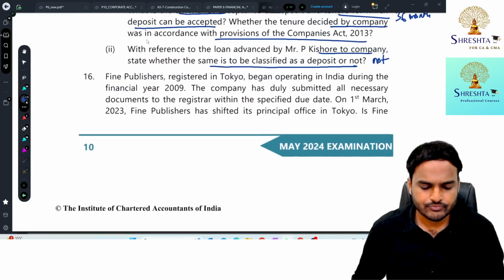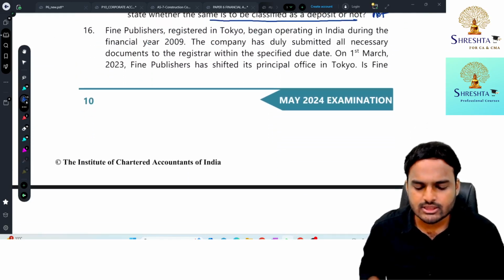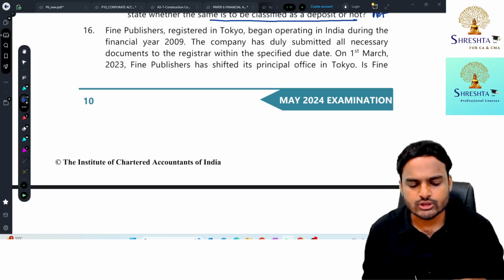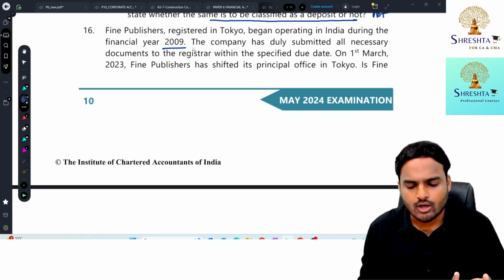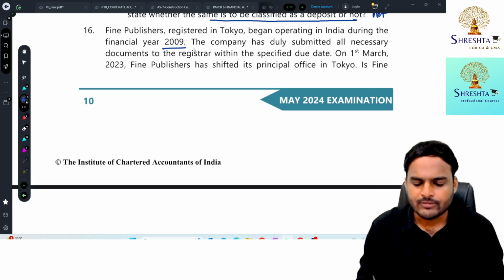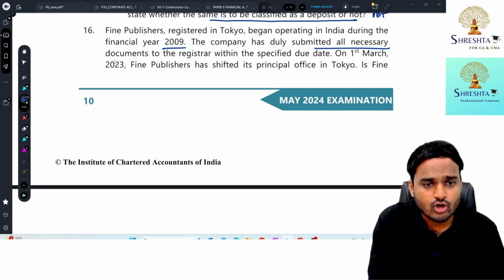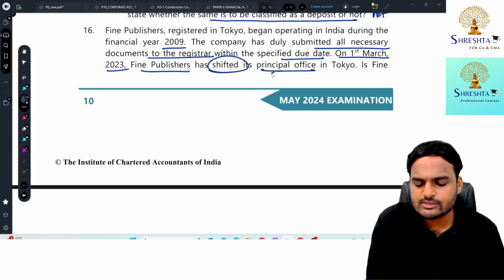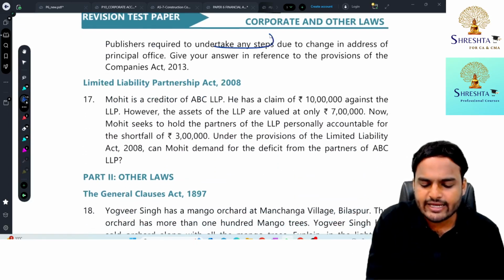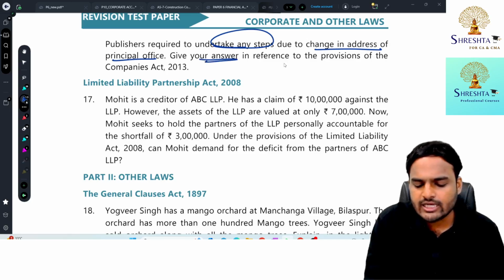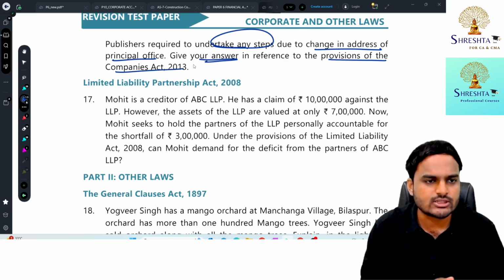Question 16. Fine Publishers, registered in Tokyo, began operating in India during the financial year 2009. A company incorporated outside India, in Tokyo, operating in India, having a place of business in India. The company has duly submitted all necessary documents to the registrar within the specified due date. On 1st March 2023, Fine Publishers shifted its principal office in Tokyo. Is Fine Publishers required to undertake any steps due to the change in address of its principal office? Give your answer in reference to the provisions of the Companies Act 2013.